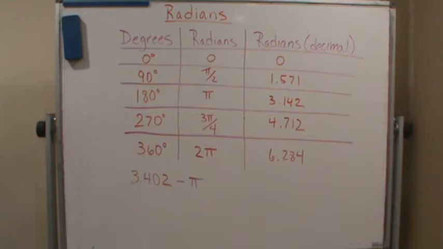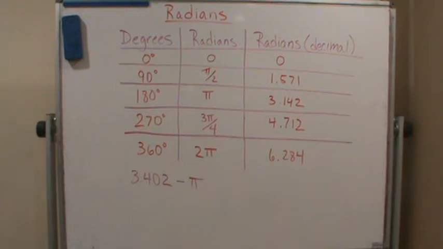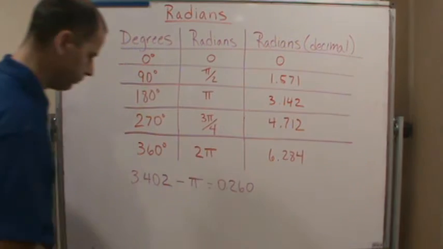So again, what are we looking for? We're looking for the reference angle, if you will. So if we take 3.402 and subtract pi, and again, use the pi key on your calculator to subtract pi, don't use 3.145 or 3.1415. And so what do we get? Well, we get approximately 0.260 as our answer.